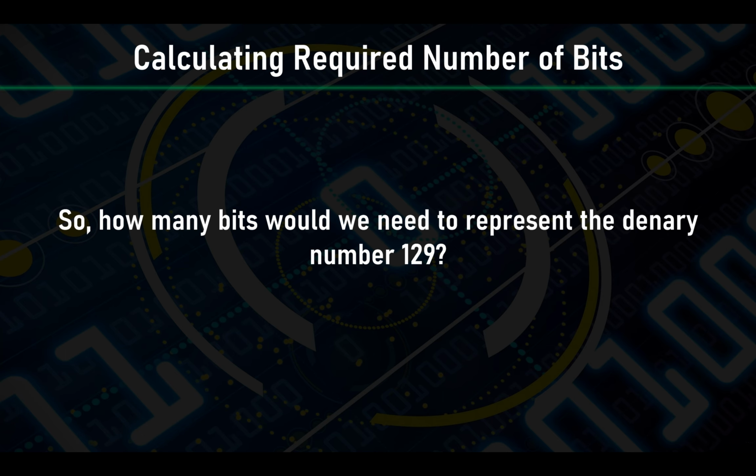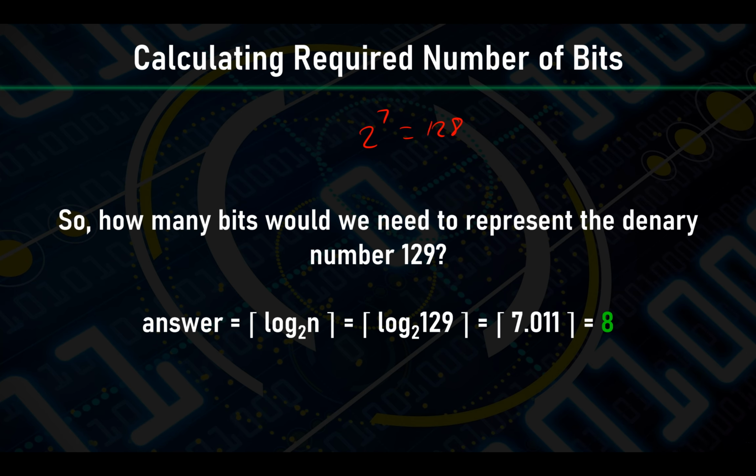Right, so let's try and do that then. How many bits would we need to represent the Denary number 129? If you're using that formula, is that going to be 7 point something? Because 2 to the power of 7 is 128, so it's going to be just above that. So I guess it's going to be this, and of course, ceiling, rounding up, we're going to round that up to 8.